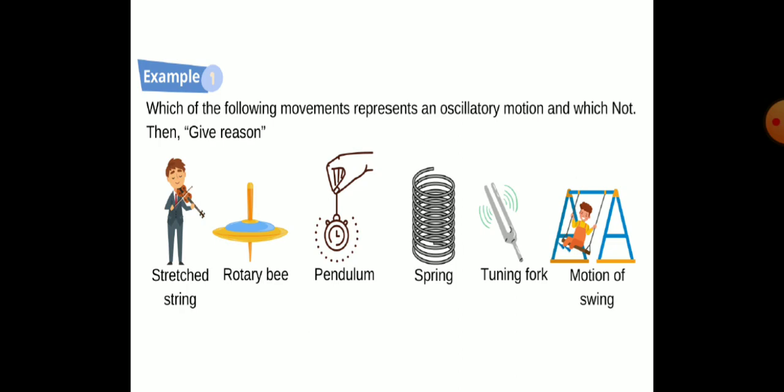First of all, we're going to talk about this example. Which of the following movements represents an oscillatory motion and which does not? Then give a reason. Number one: stretched string, rotary bee, pendulum, spring, tuning fork, motion of swing.